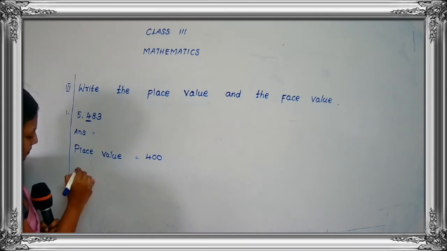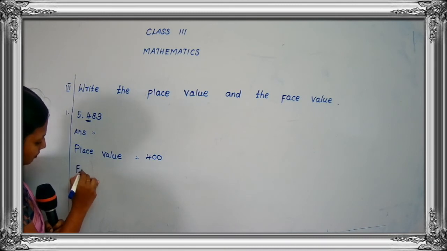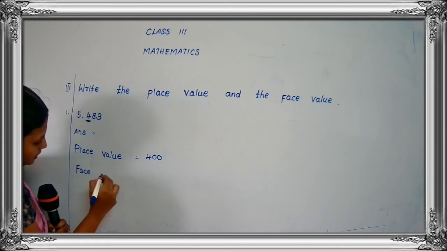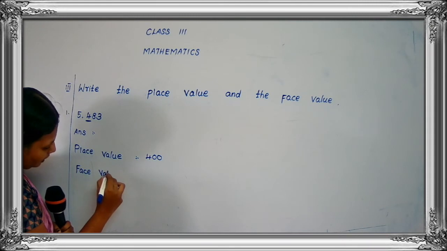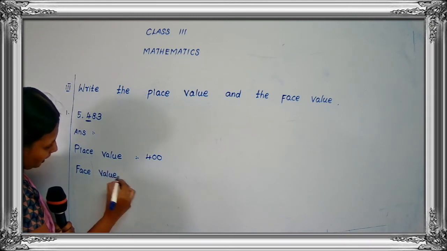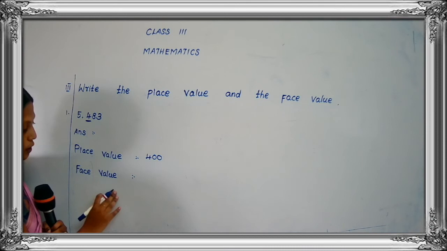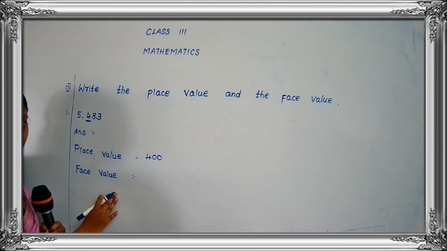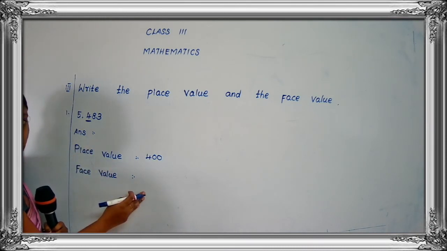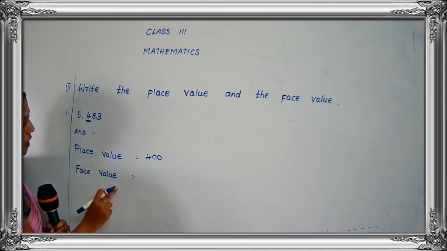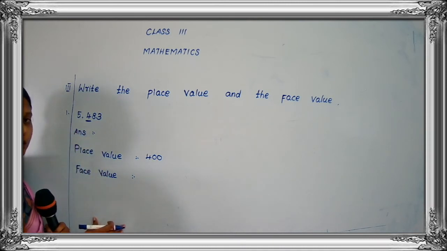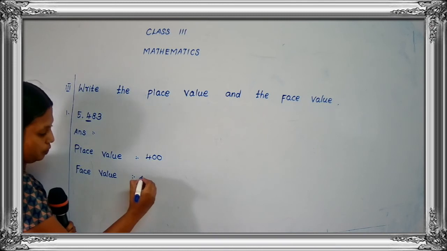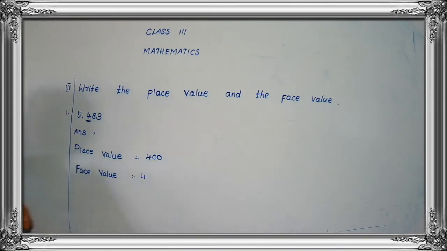Okay, then face value. F-A-C-E, face. V-A-L-U-E, value. Face value. Face value means we want to see the underlined digit number and take and write here. Yes. Okay, face value. Which number is underlined? 4. So we want to write 4 here. Okay, place value and face value.